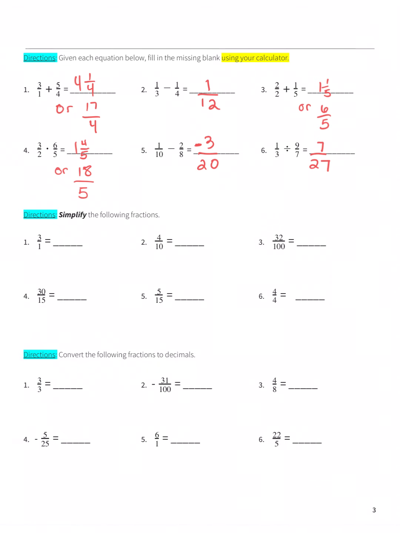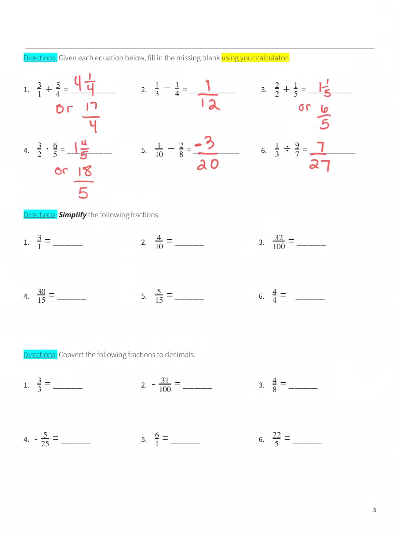All right, hopefully you used that calculator and you got the same answer as me. 4 1/4 or 17/4. 1/12. 1 1/5, or you could call that 6/5. 1 4/5 or 18/5. -3/20 and 7/27. When you have a mixed number, or that's like a whole number in a fraction, you can also write it as an improper fraction, which means that the numerator is larger than the denominator. These two numbers are equal.